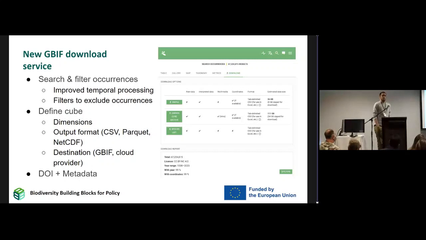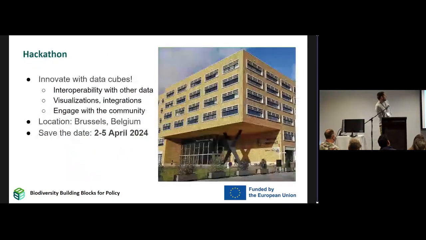Next slide, please. So one of the things we're developing, since GBIF is a partner, is a new download format where you are able to just search and filter for occurrences as you currently can. And you can then decide, well, rather than the Darwin Core archive, I want a cube. And you would be able to define your dimension, the output format, and the destination. And it would get metadata and a DOI, just like a normal download.